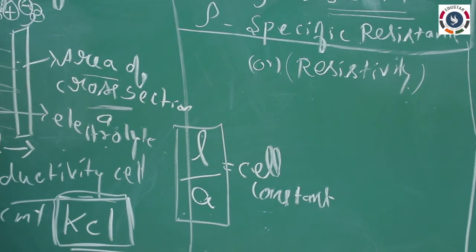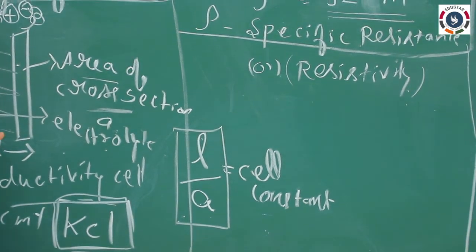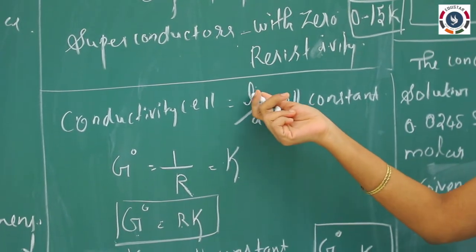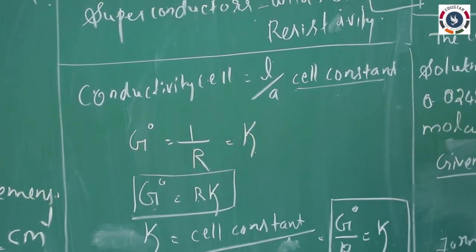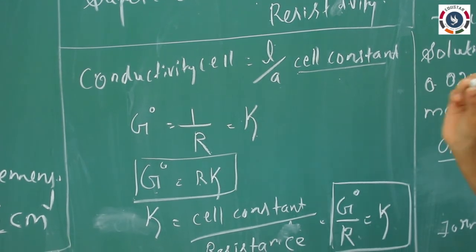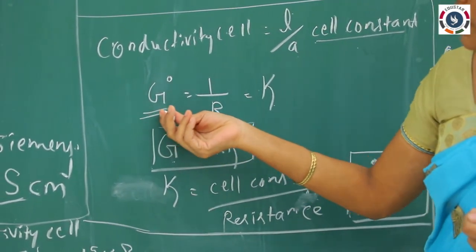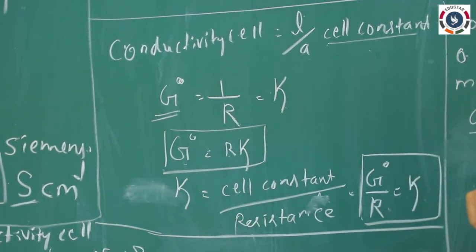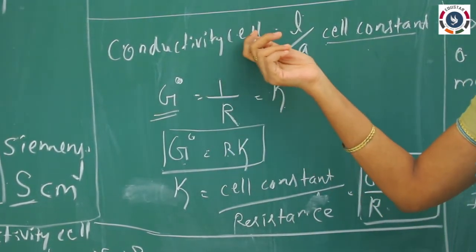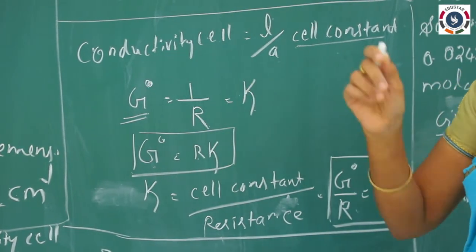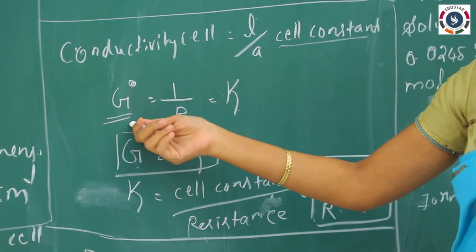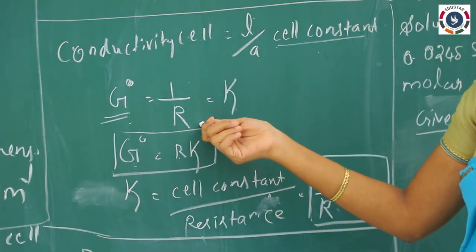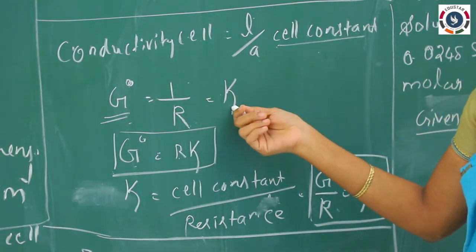Now, I am going to deal with a problem with this. The cell constant is based on the two factors L and A. We also know that I am indicating the cell constant as G naught, just to differentiate from the conductance, since it is the known value. This is equal to 1 by R, that is the conductance is always the reciprocal of resistance, is equal to kappa.